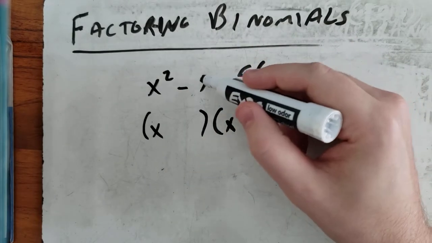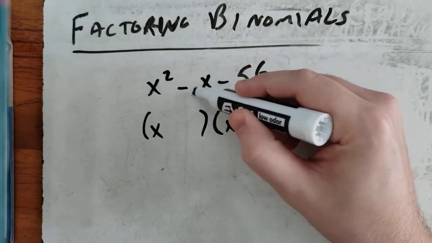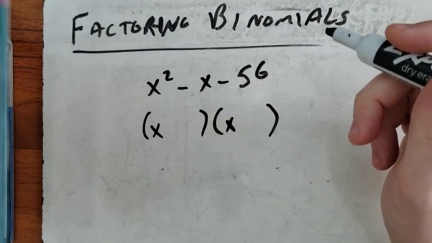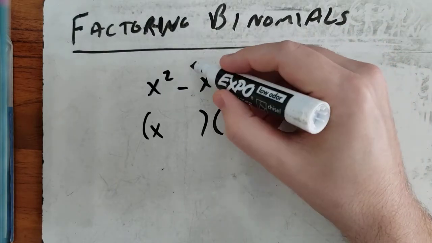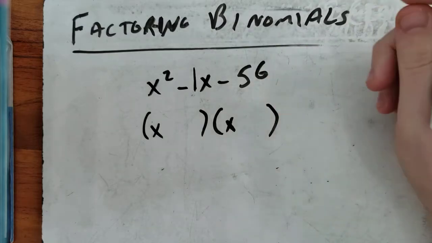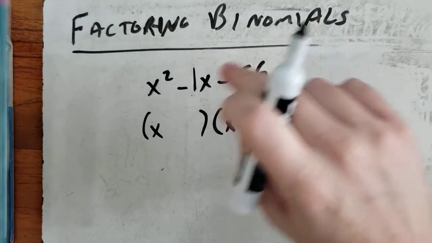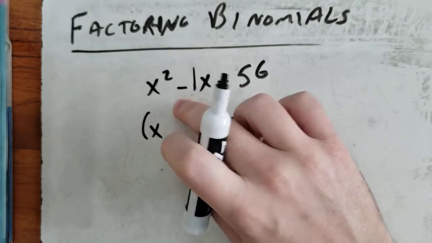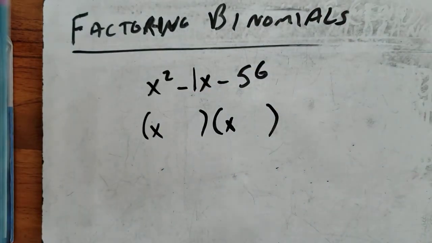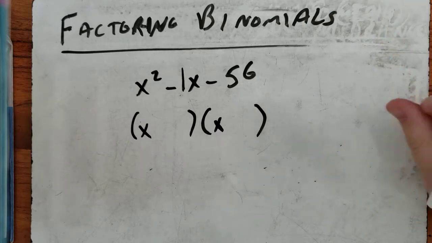Because remember, if the letter is by itself, what's in front of it? A 1, right? So you can write that in there if you want. If you want to put a 1, that's fine. So it is to multiply to 56, but add or subtract to negative 1. Okay, well, what numbers multiply to 56?